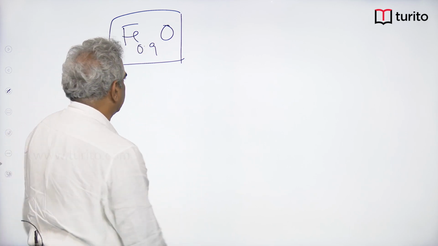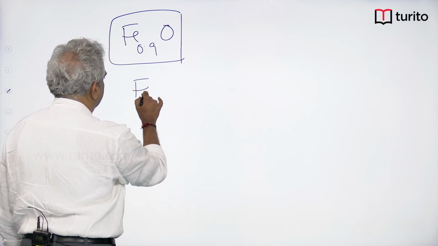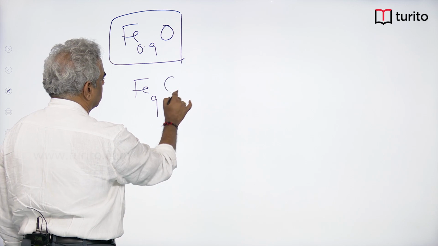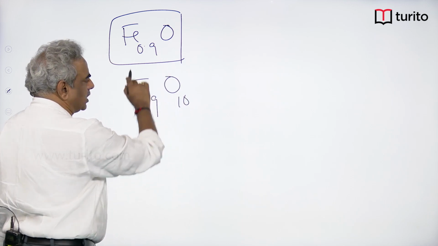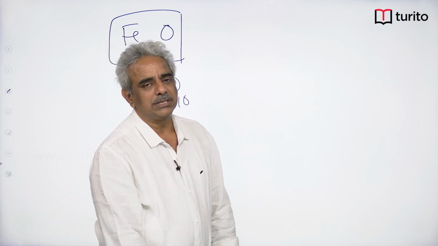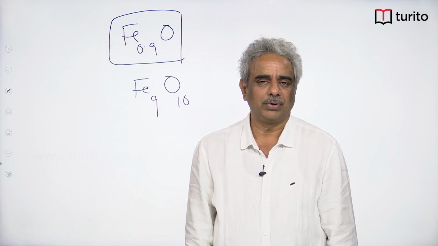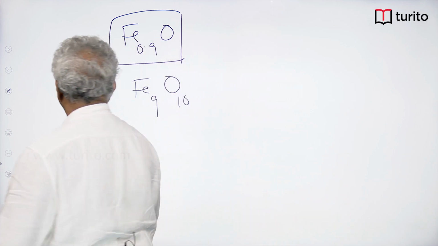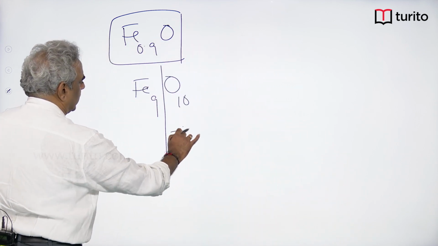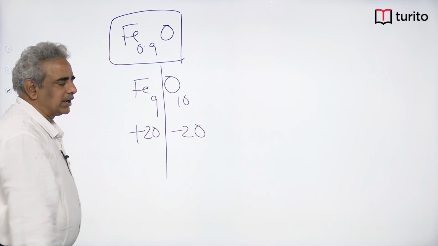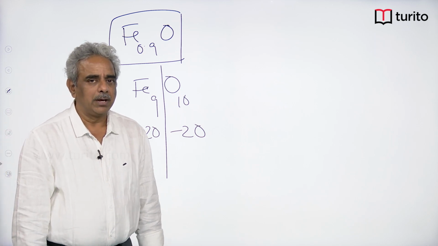Now, let us take it in another way. For every 9 irons, I multiply with 10, I will get 10 oxygens. I just multiplied both with 10. So, what do you understand from this? 10 oxygens and 9 iron atoms are there in the form of ions, but the crystal must be neutral. So, what is the negative contribution? -20. What should be the positive contribution? +20. Otherwise, the crystal will not be neutral.